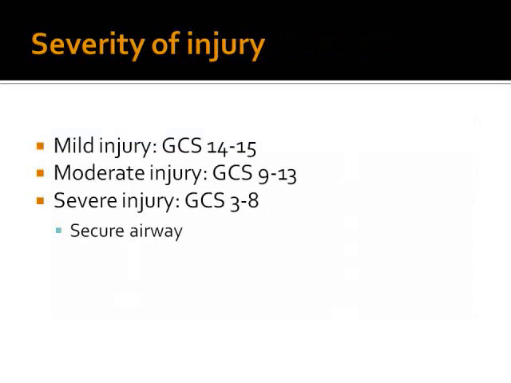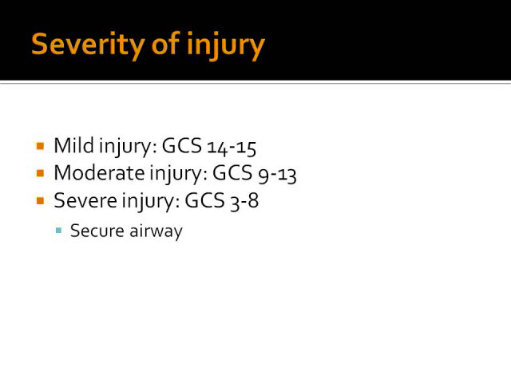Severity of injury uses the Glasgow Coma scale to define mild, moderate, or severe injury. The GCS for mild injury is 14 and 15. Moderate head injury is 9 to 13, and severe head injury is when the Glasgow Coma scale is between 3 and 8.